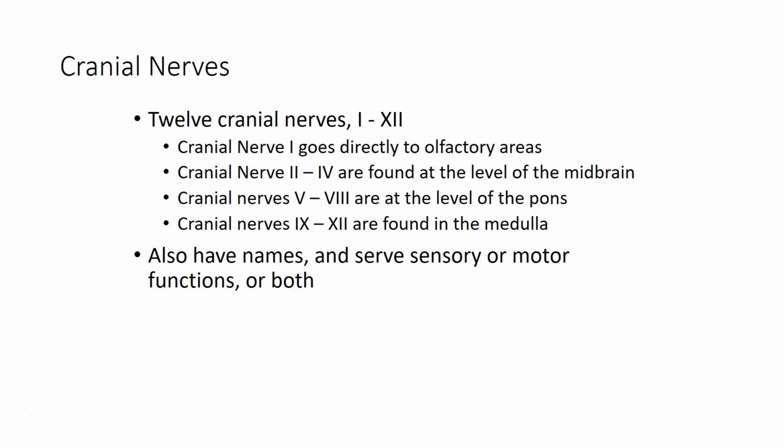Cranial nerve number 1 connects to olfactory areas. Cranial nerves 2, 3, and 4 emerge from the midbrain. Cranial nerves 5, 6, 7, and 8 come from the pons, and cranial nerves 9, 10, 11, and 12 come from the medulla.